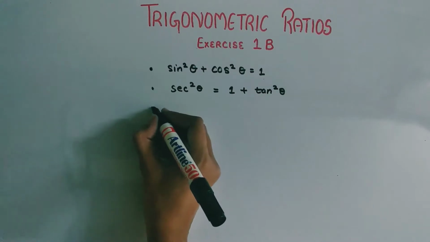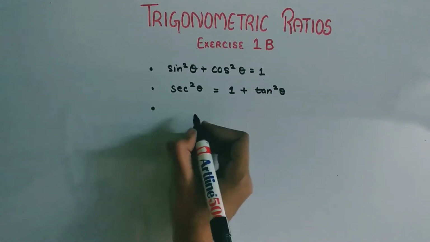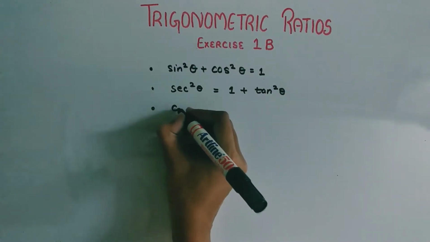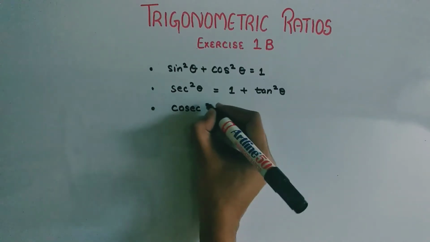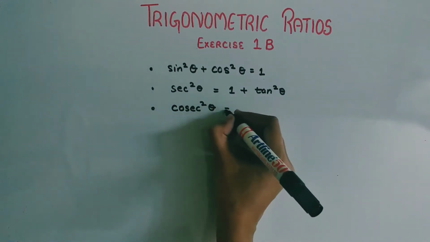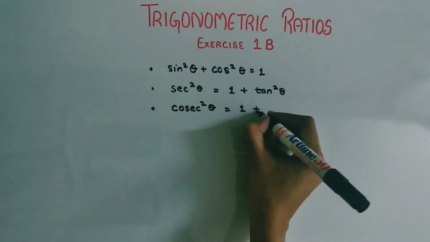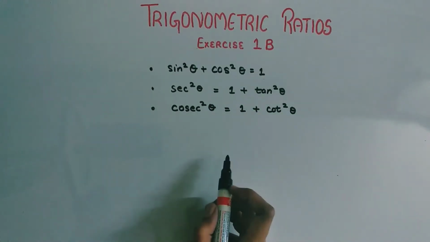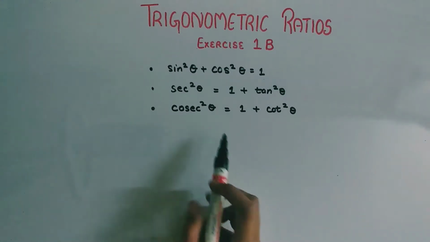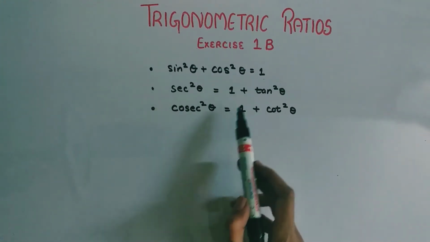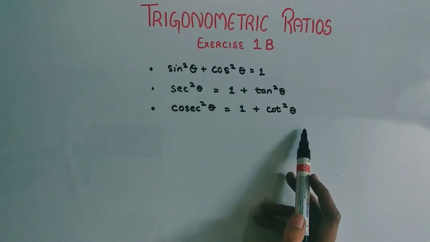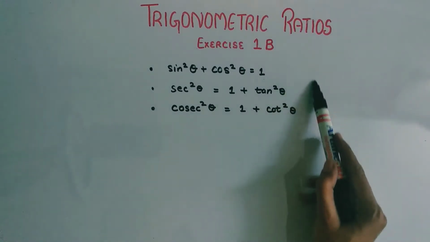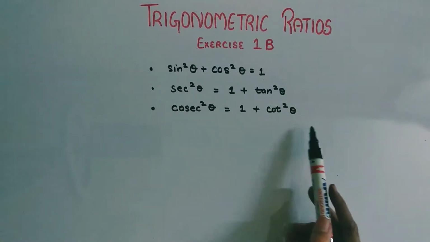We have third relation between cosecant theta and cot theta, that is cosecant square theta is equal to 1 plus cot square theta. These are the relations between trigonometric ratios, between sine and cos, between secant and tan, between cosecant and cot. We need to memorize all these relations for solving the further exercise.